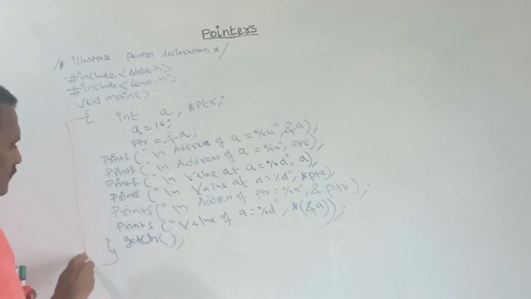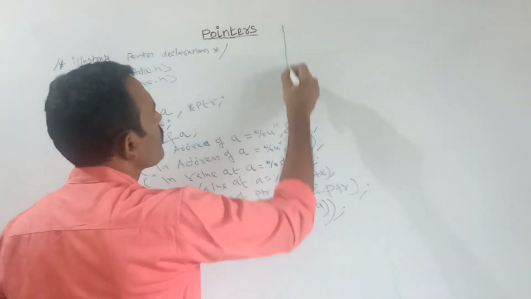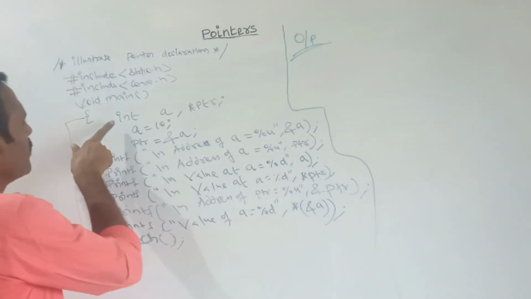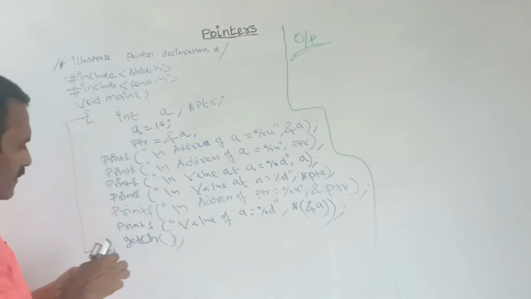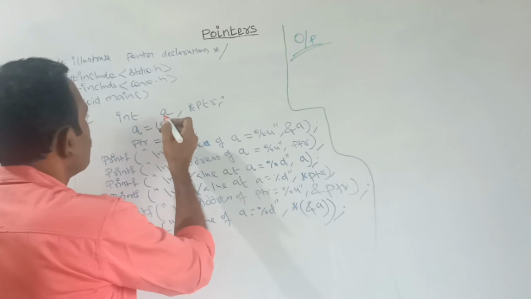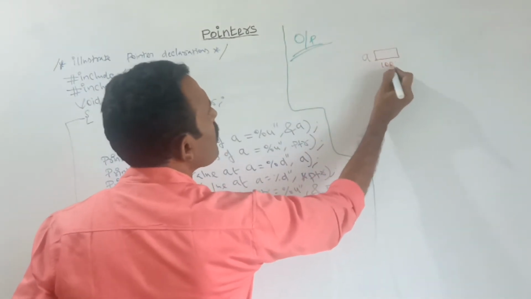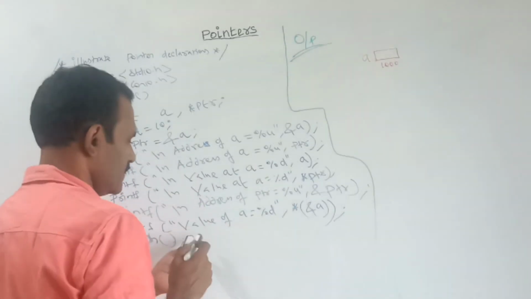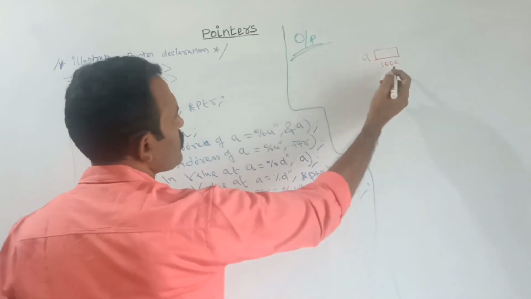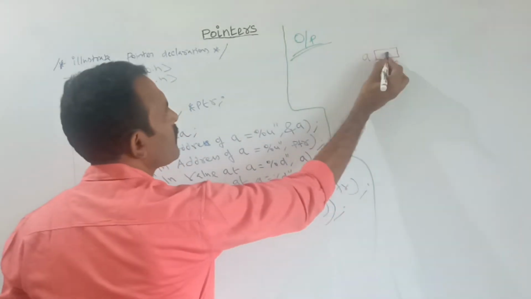Say open and close brace. Now let us see the output here. Here in this step the compiler allocates the memory for A. Let us assume the memory address of this A is 1000. Here I am storing 10, so 10.